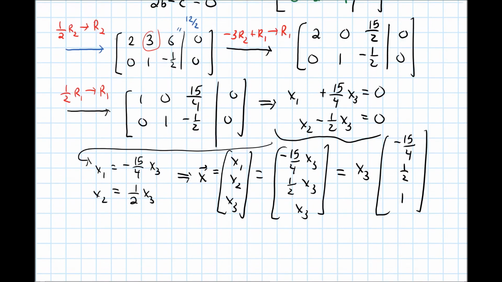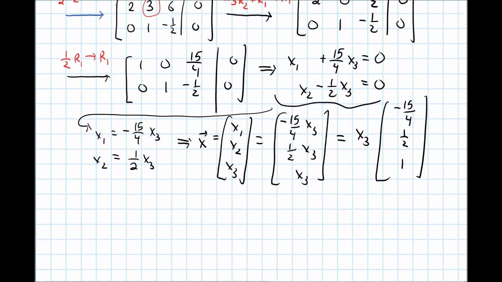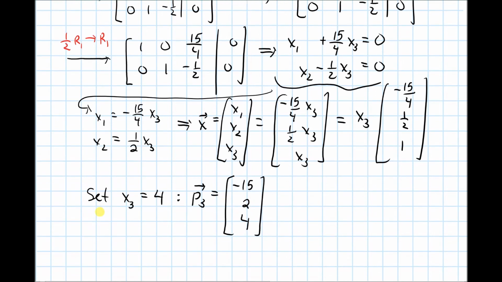So at this point, we know what the solution set to this equation is going to look like. Any vector that has this form should be perpendicular to P1 and P2. But our problem said, well, just pick one. Just find one vector. So we can set x3 to be whatever we want. It's going to be nice if we pick something that'll get rid of these fractions. So I'm going to pick x3 to be 4. And if I do that, then my vector P3, if I multiply all of these by 4, we'll get negative 15, 2, and 4. So this is one vector that is going to be orthogonal to both P1 and P2.